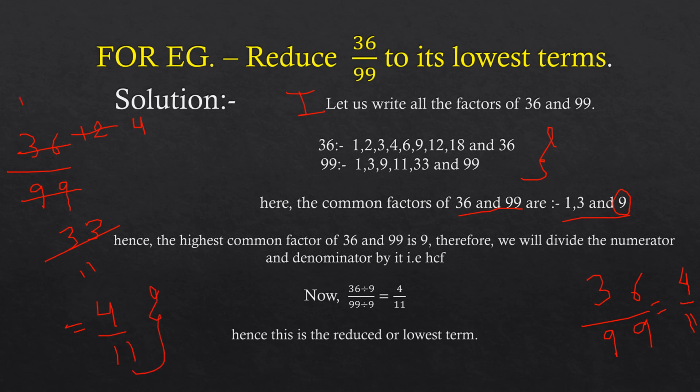We can use this method also, and we can use the other method also. There are two methods, but the method of taking out the HCF and dividing both numerator and denominator by the HCF is the easier one, because we just simply take out the HCF of numerator and denominator, and then we divide them, and we get the reduced terms in one go. Hence these are two methods. You can use any one.